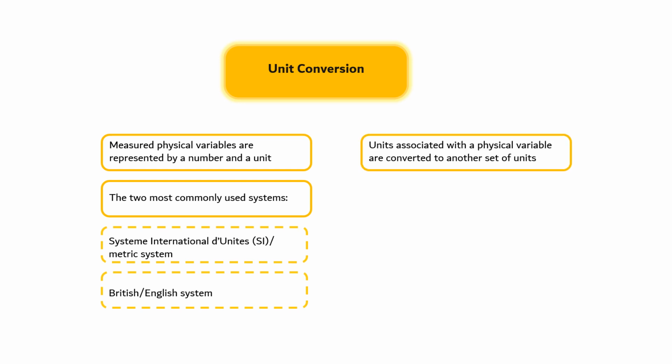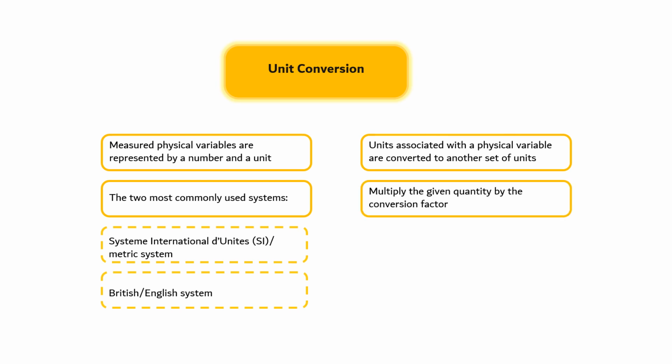Unit conversion is a process by which the units associated with a physical variable are converted to another set of units by using conversion factors. To convert a quantity expressed in terms of one unit to its equivalent in terms of another unit, multiply the given quantity by the conversion factor. Several prefixes for the SI system are tera, giga, mega, and so on, as shown in Table 1.2 in the main textbook.